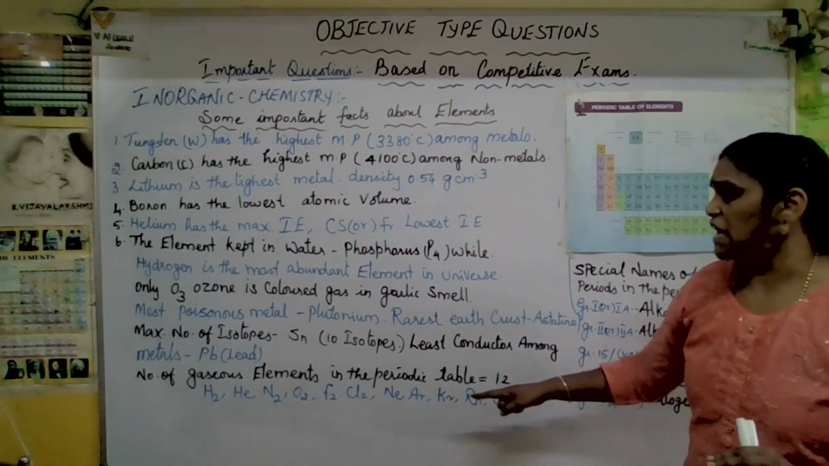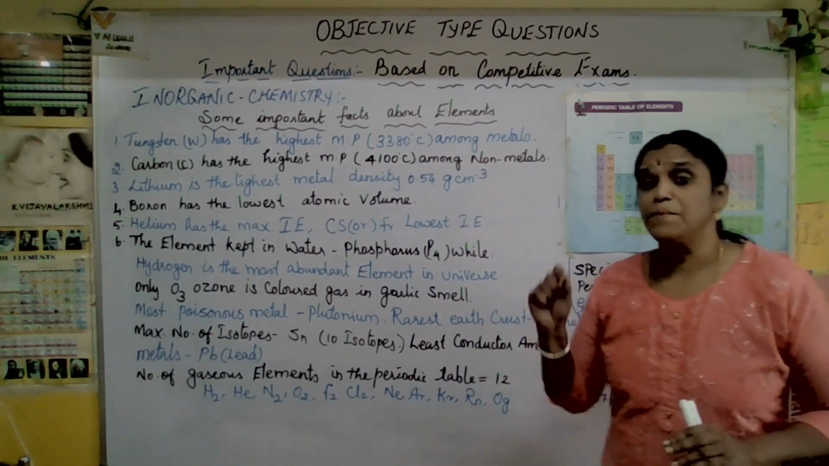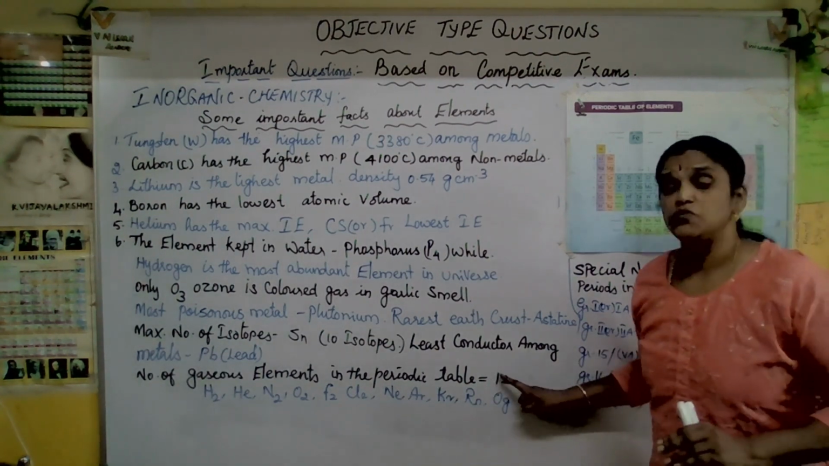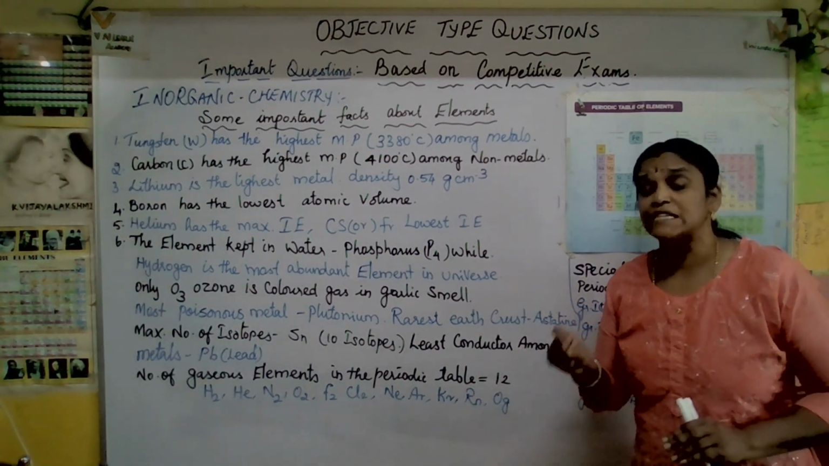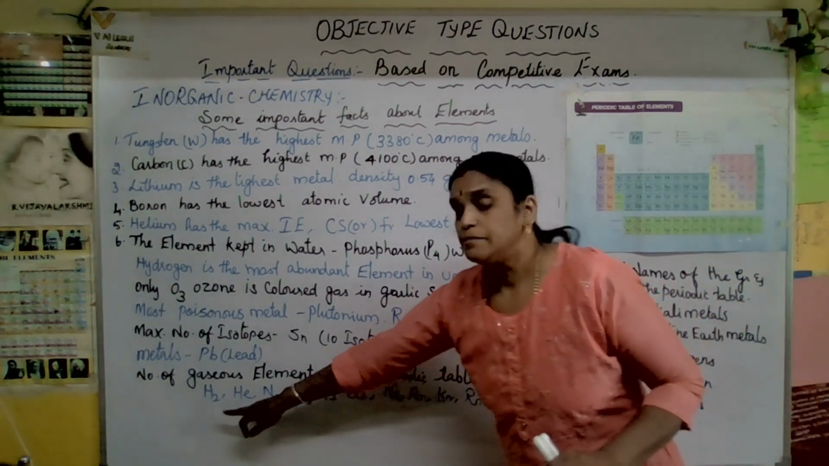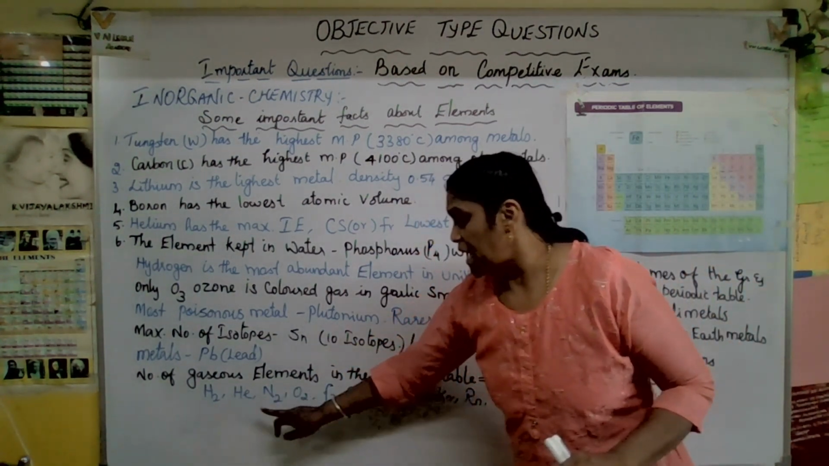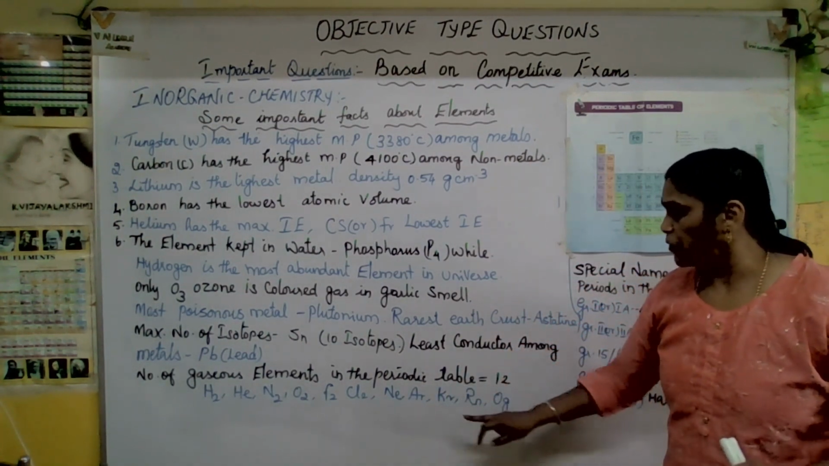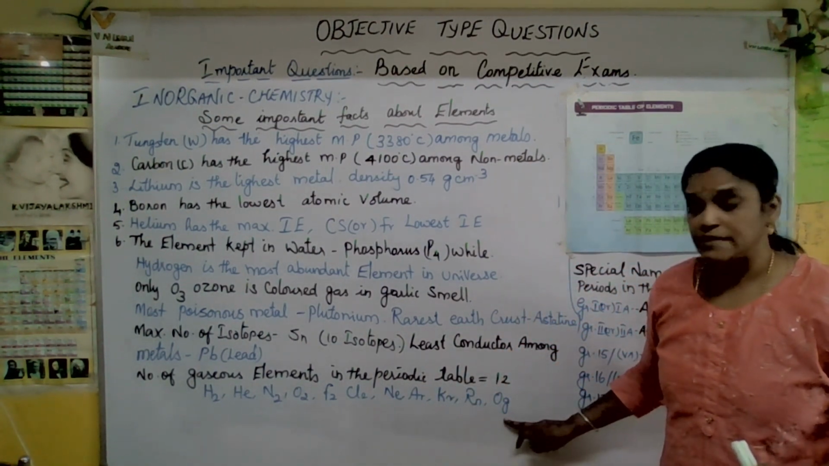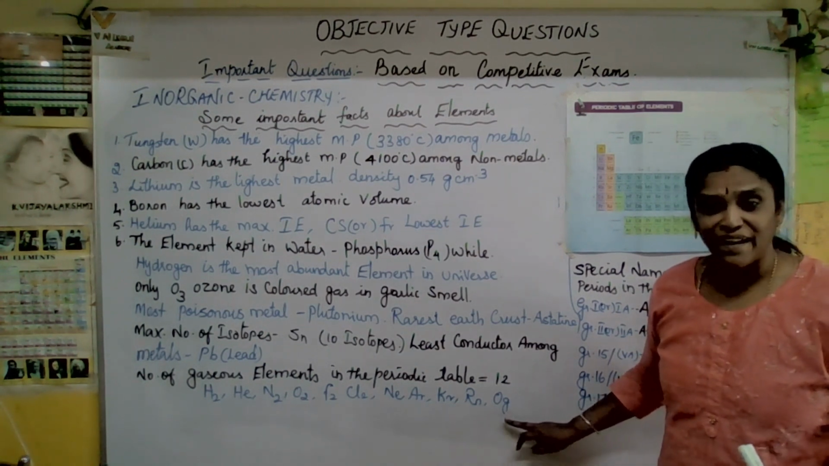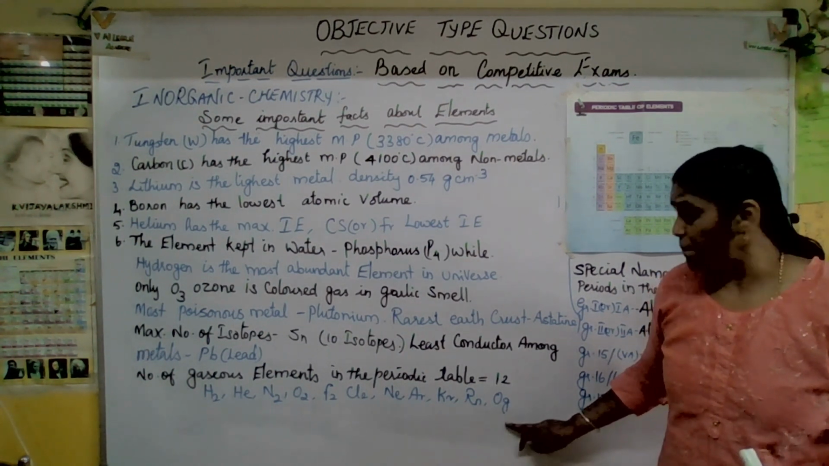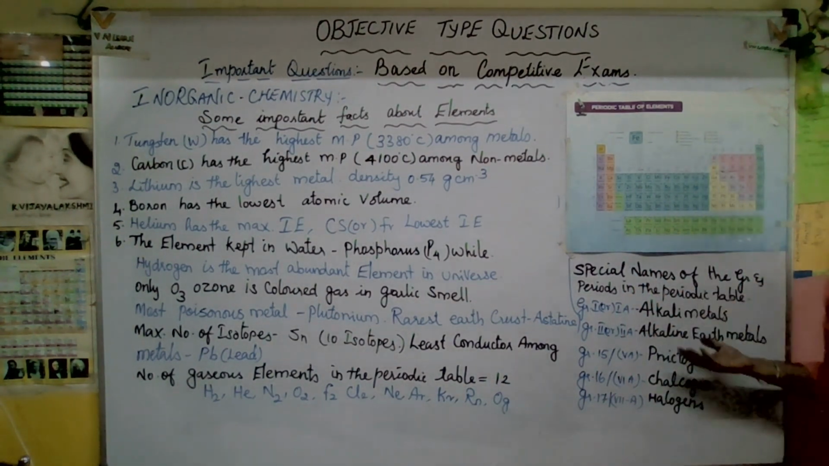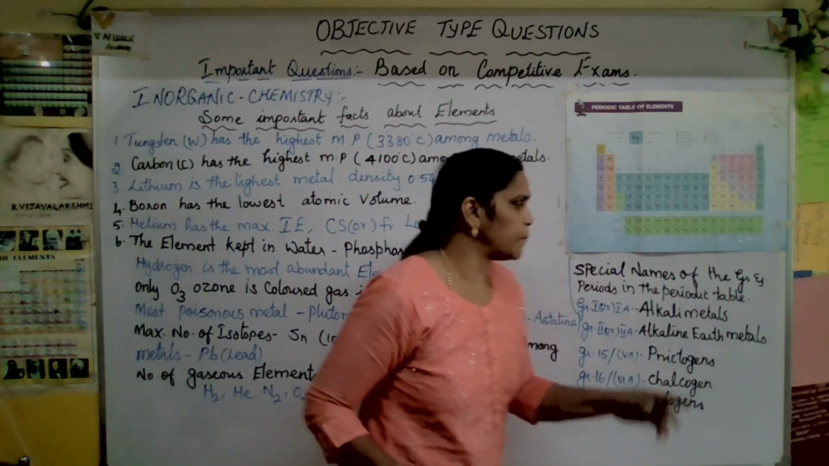Number of gaseous elements in the periodic table. How many? 12 gaseous elements are present in the periodic table. So what are they? Hydrogen, helium, nitrogen, oxygen, fluorine, chlorine, neon, argon, krypton, radon, and oganesson. Og, it's a new one, right? The atomic number is 118. Og, oganesson.